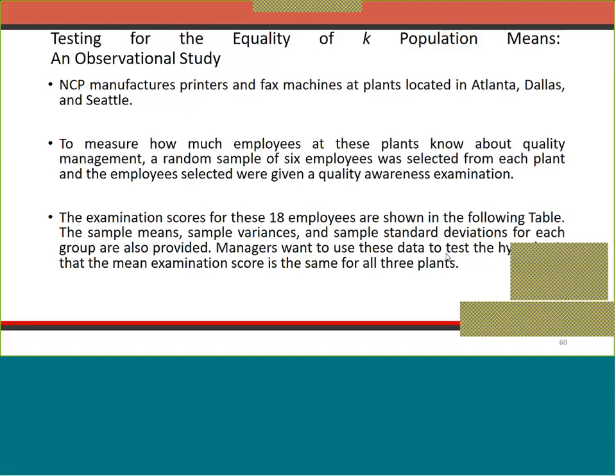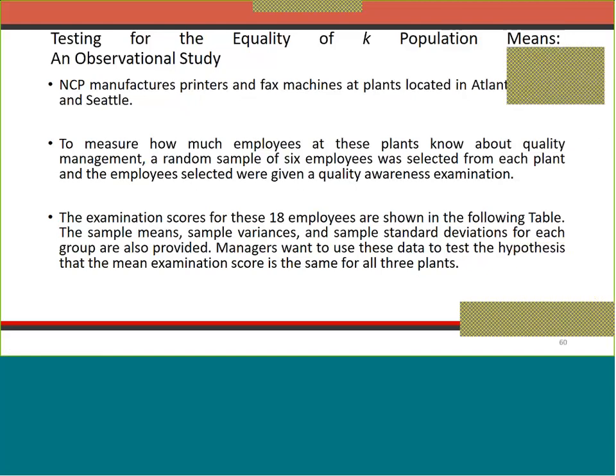The examination scores for these 18 employees are shown in the following table. The sample means, sample variances, and sample standard deviations for each group are also provided. Managers want to use these data to test the hypothesis that the mean examination score is the same for all three plants.